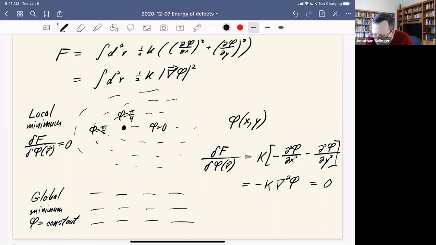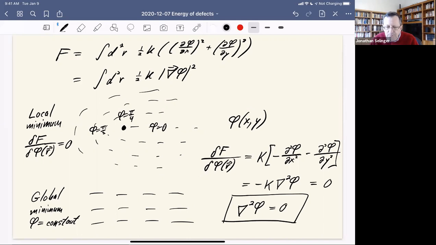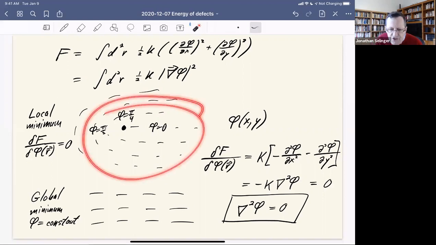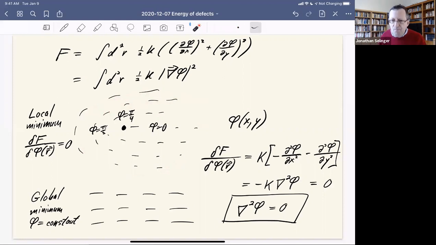Or if we cancel off the factor of negative k, we just get that the Laplacian of phi has to be equal to 0. This is the differential equation, now the partial differential equation, that we need to solve in order to get a formula for what is phi in this kind of configuration.